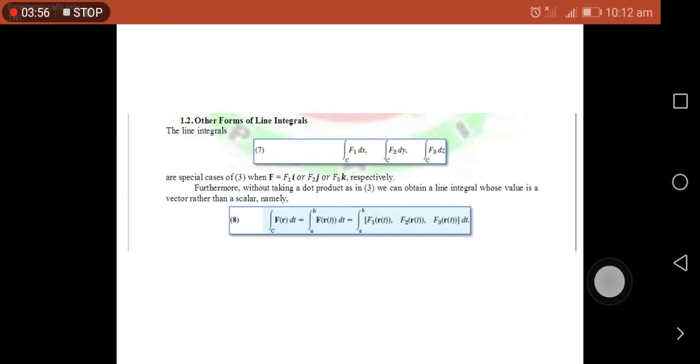The advantage of this approach is that the resulting value from solving this line integral is actually a vector, unlike before where our results were scalar, because the dot product of two vectors is actually a scalar quantity. So in this case, it becomes a vector, including its direction.